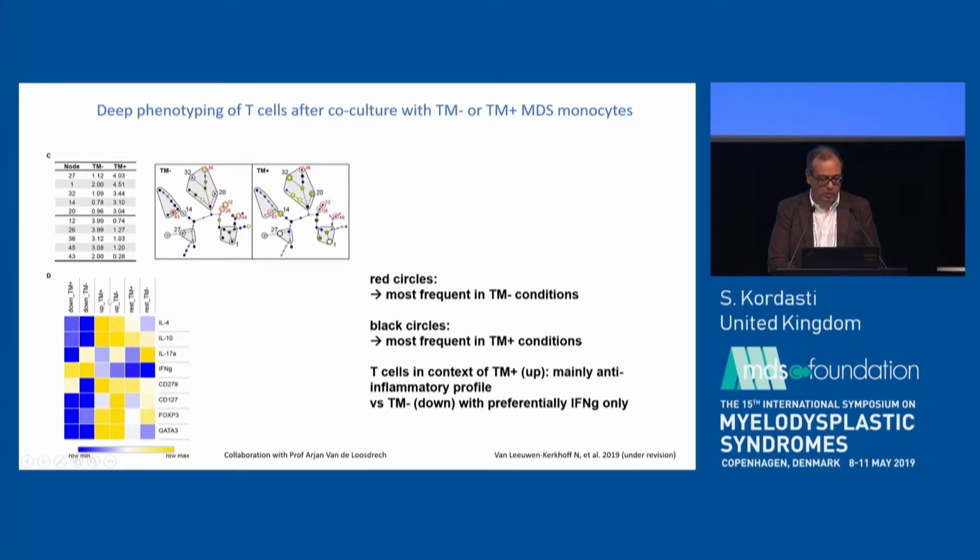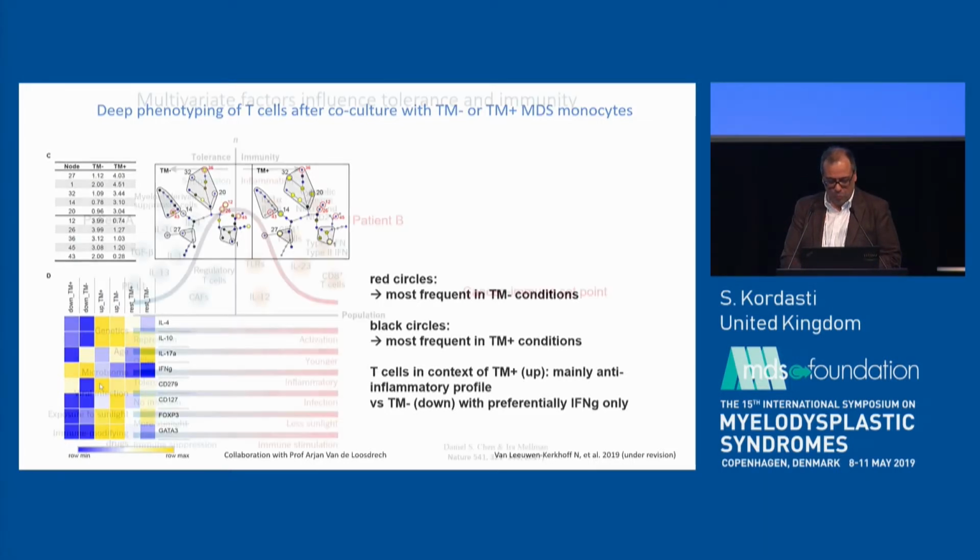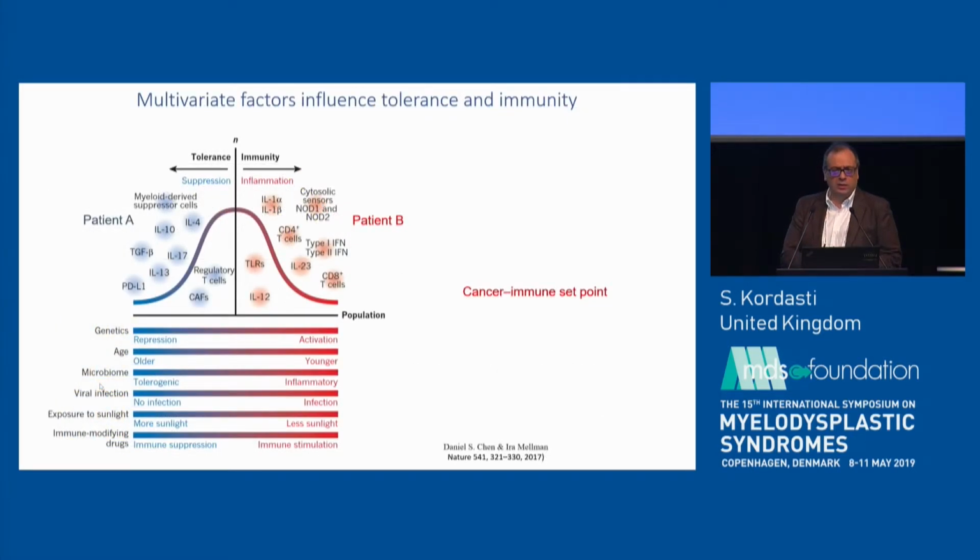And if you look at what these cells are, you can see that they actually polarize toward IL-4 and IL-10 secreting T cells, with less IL-17 or interferon gamma secretion, and more exhausted T cells. So you have other cells that are not present in normal healthy donors, and they can induce immunosuppression as well. But this is not just in MDS.